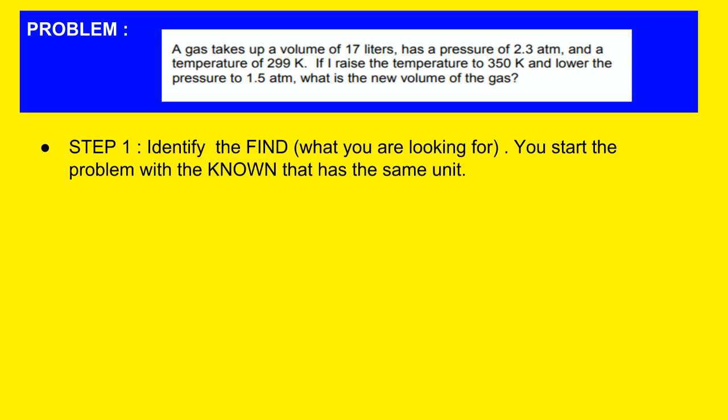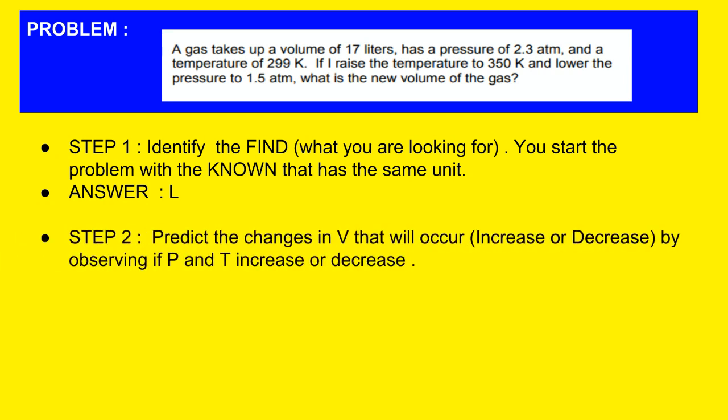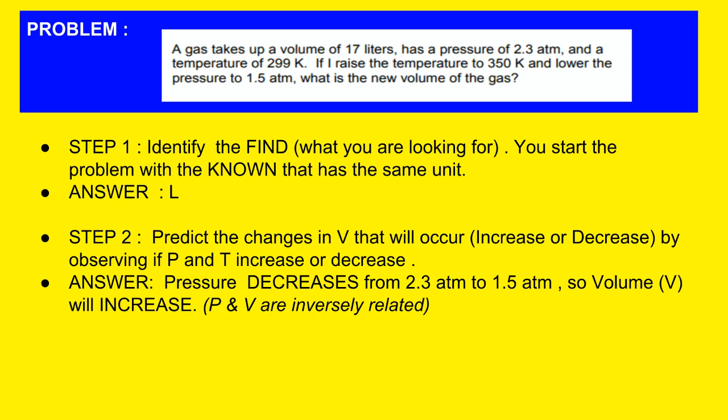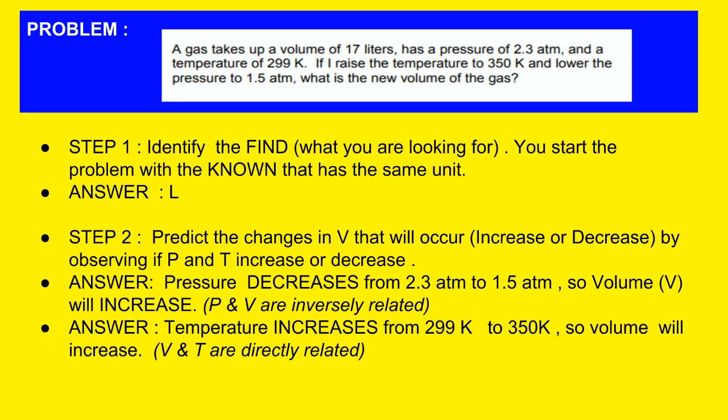So step 1 is to identify the find, what you are looking for. You'll start the problem with the known that has the same unit. We're trying to find volume, so we will start with liters. The next step is to predict the changes in volume that will occur, increase or decrease, by observing if P and T increase or decrease. So in the problem, the pressure decreases from 2.3 atmospheres to 1.5 atmospheres, so volume will increase. Pressure and volume are inversely related. Temperature increases from 299 Kelvin to 350 Kelvin, so the volume will increase, since volume and temperature are directly related.